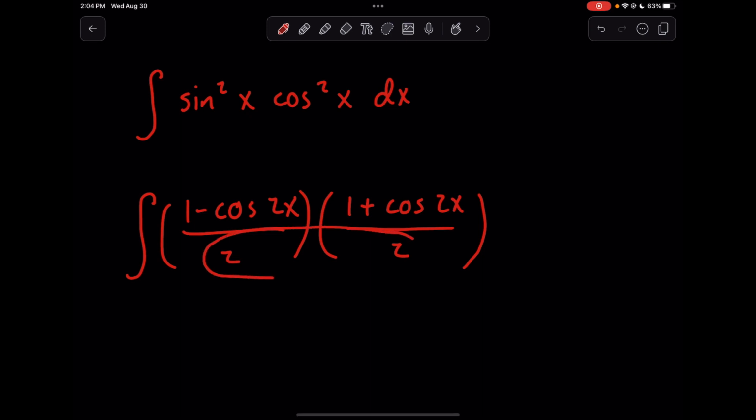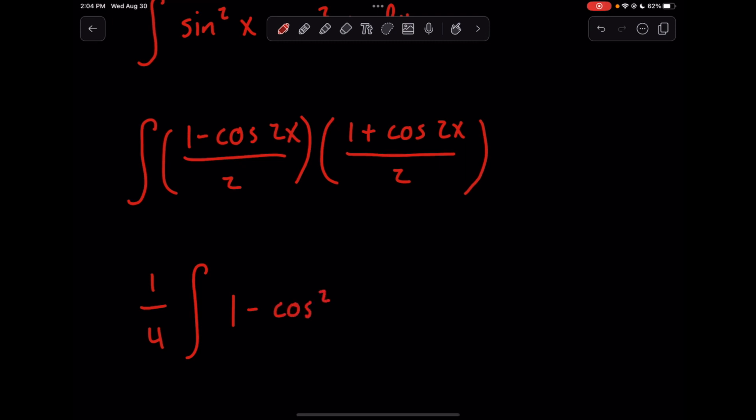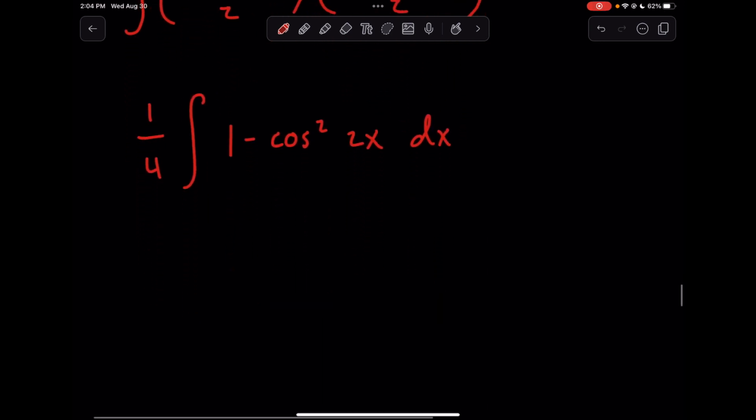So we can multiply these denominators and bring them out as a constant. So that will just become 1/4 as a constant times the integral. And now we're going to multiply these numerators. So that's 1 minus cosine squared of 2x. Now we can just integrate 1 and we'll get 1/4 x minus, and now we need to integrate the second part.